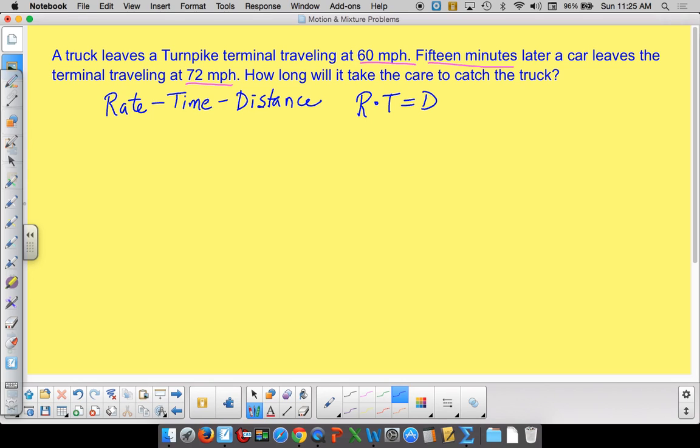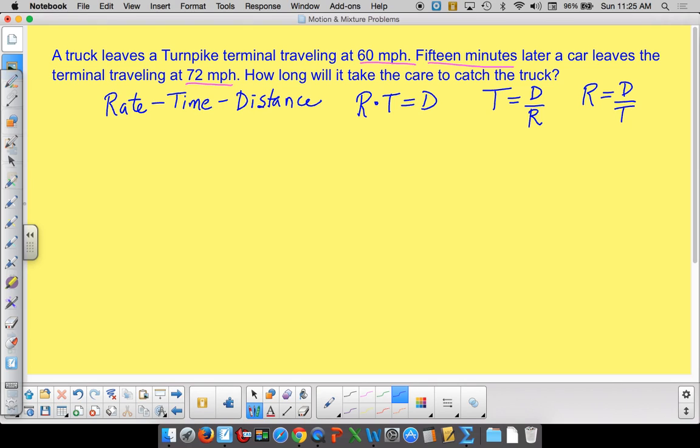Now, some problems vary. Sometimes we need to rearrange this equation. Sometimes we need it to be time is distance divided by rate, or rate is distance divided by time. You can rearrange that formula for whatever suits you.